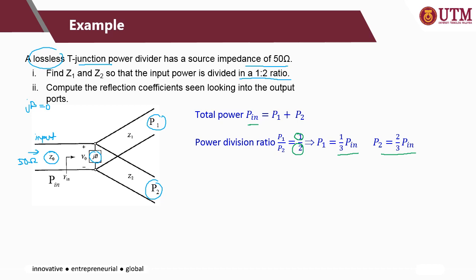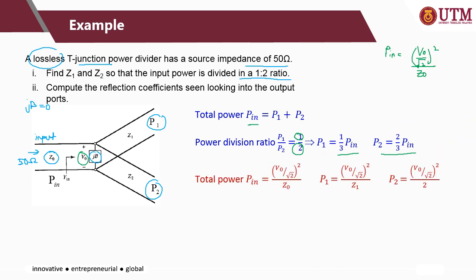Once you have this equation, to calculate power, P in, for example, is equal to V0 over 2, the RMS, squared, divided by Z0. So V0 is the voltage across the port 1 transmission line. The same goes for port 2 and port 3. So P1 is up here and P2 is there, in which P1 will depend on Z1 and P2 will depend on Z2.